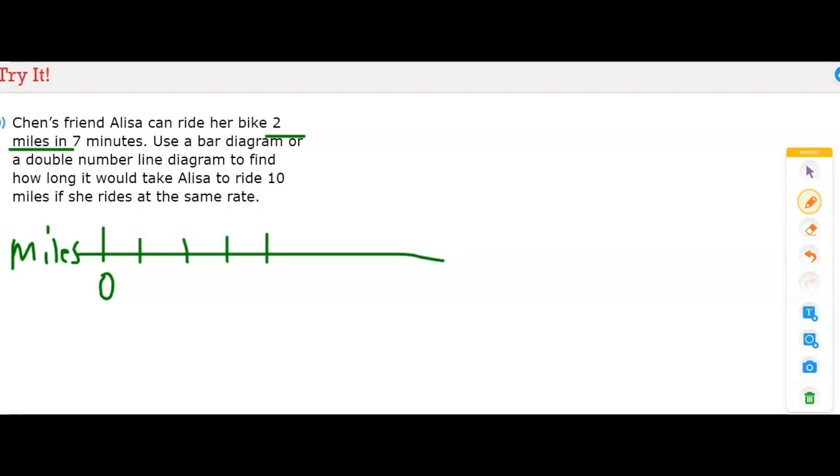It says Chen's friend Alyssa rides her bike 2 miles. So we'll have one number line that's going to represent the miles that it took her to ride, and then the minutes would represent the second number line. But let's finish with the miles. So miles is 2 miles. We're going to start with 0. And then for every tick mark, there should be 2 miles because it says 2 miles in 7 minutes. So 2, 4, 6, 8, 10, 12, 14, 16. I'm going to write that at the bottom.